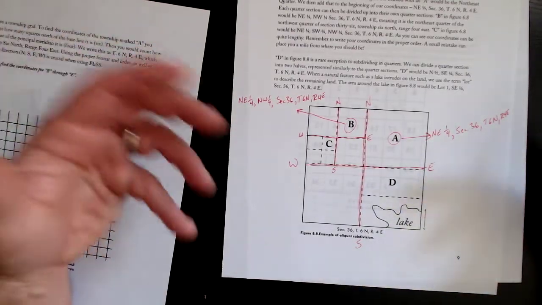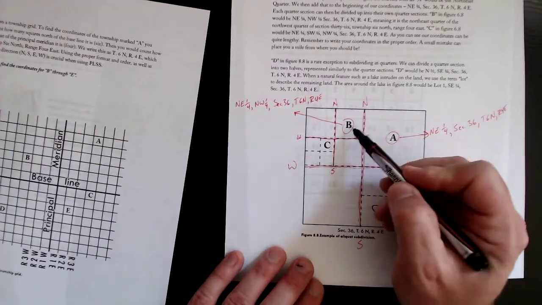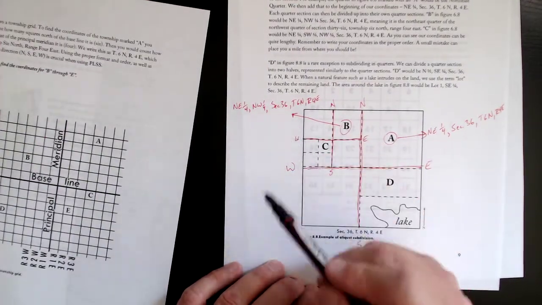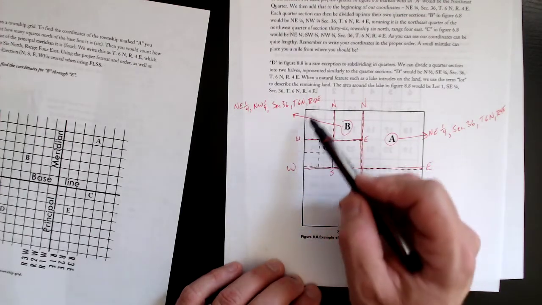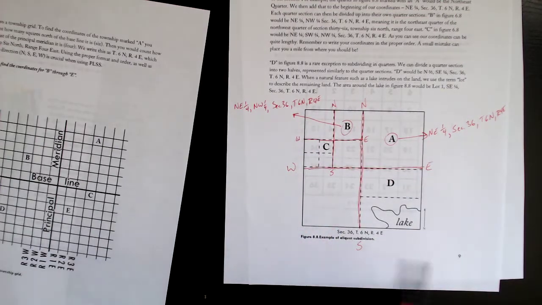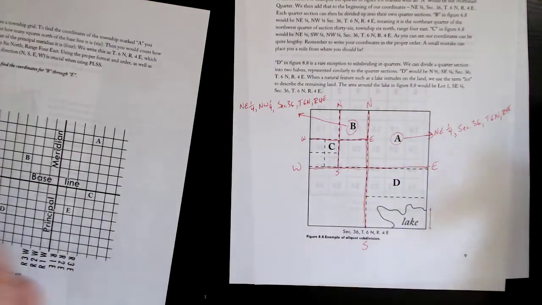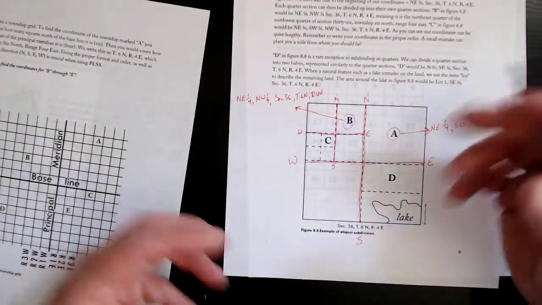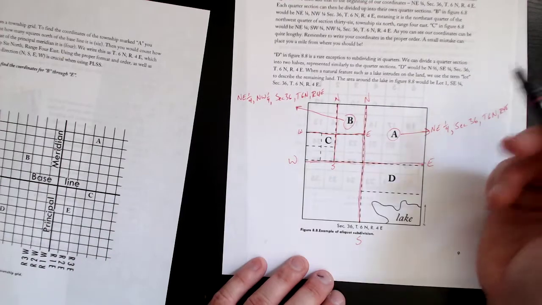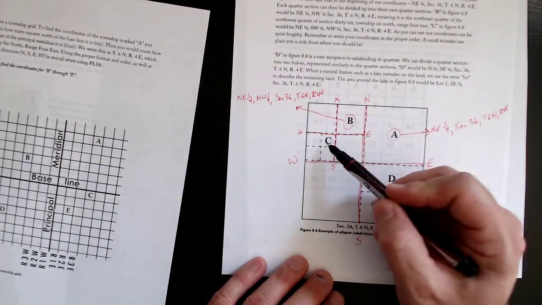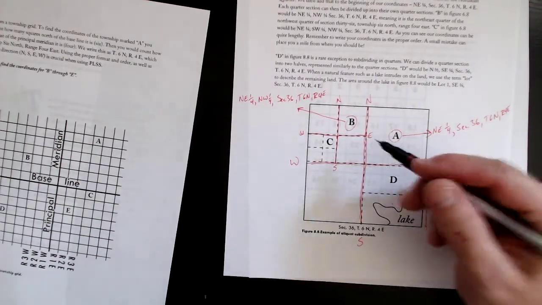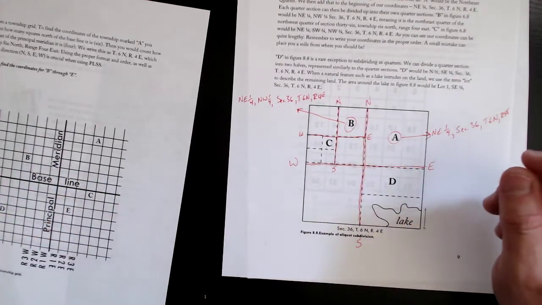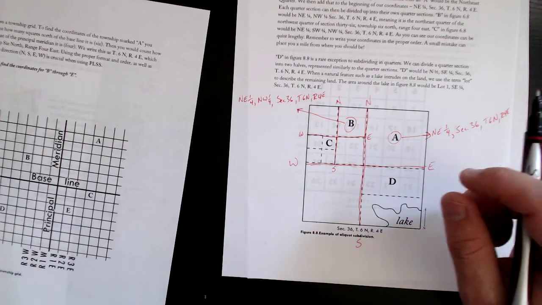That's the original goal with this, right? So B is the northeast quarter of the northwest quarter of section 36 of township 6 north, range 4 east. Okay, C, same kind of idea. I'm not going to draw everything out. Hopefully it'll be clear as you go through here. But just looking at it, it would be the northeast quarter of the southwest quarter of the northwest quarter of section 36, township 6 north, range 4 east.